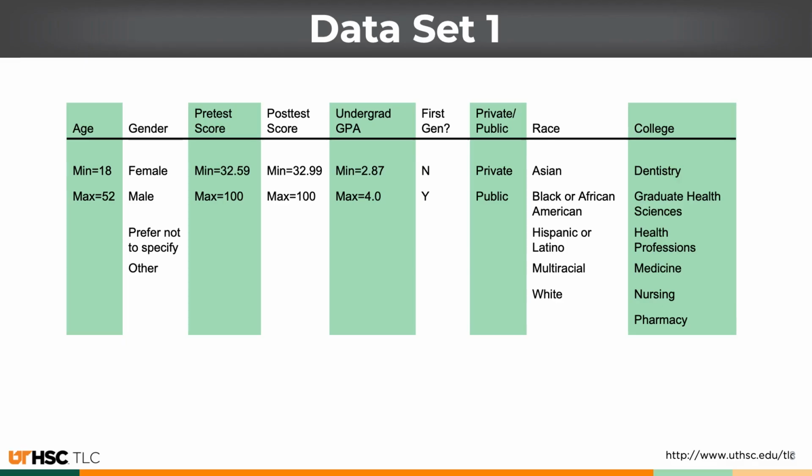So here are the fields that we have in this fake data. We have age with a range of 18 to 52. We have a gender field: female, male, preferred not to specify, and other. Pre-test score, post-test score. What we're going to do is experiment and see if there are different variables that affect the difference in their score from pre-test to post-test. So we're going to look at their undergrad GPA, whether or not they're a first-generation student, whether they did their undergrad at a private or public school, their race, and the college. And again, this is just made-up data.